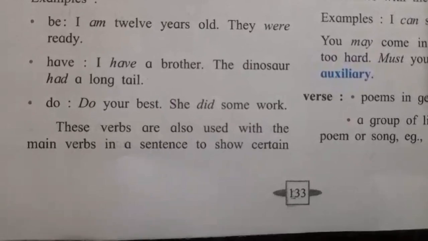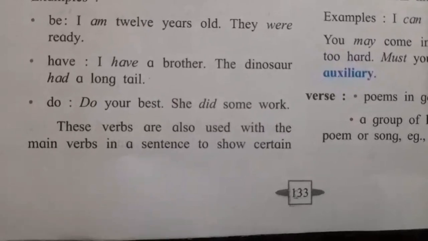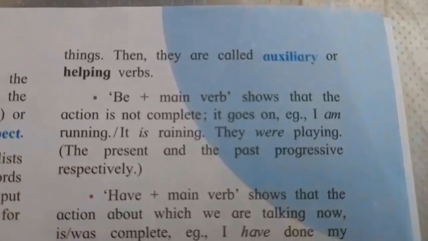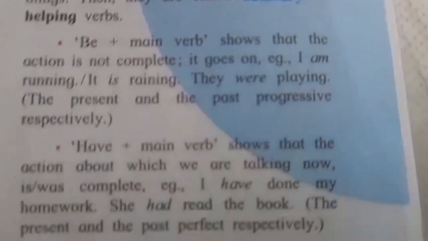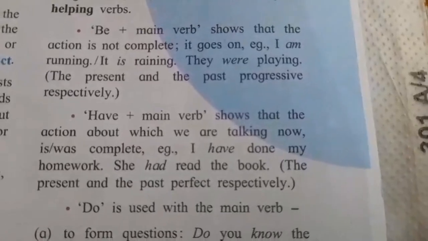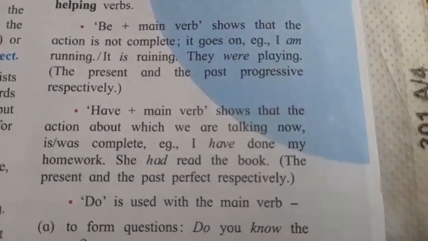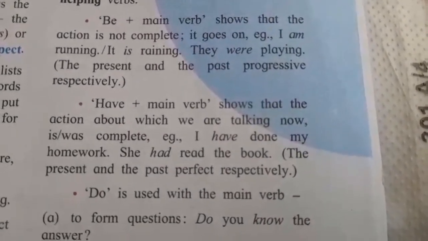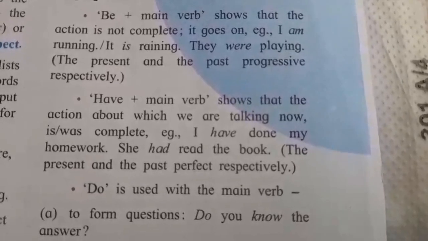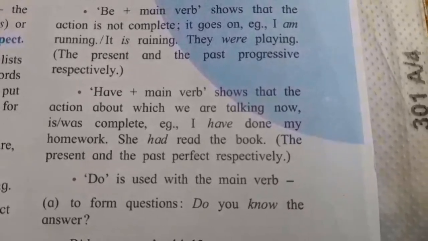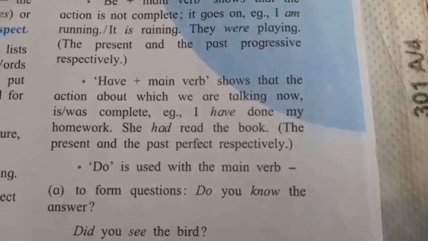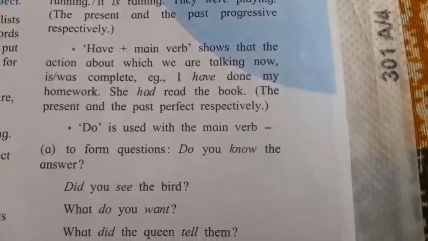Now these verbs are also used with the main verbs in a sentence to show certain things. Then they are called auxiliary or helping verbs. Be plus main verb shows that the action is not complete. It goes on. Example: I am running or it is raining.